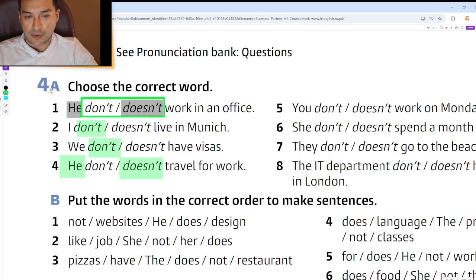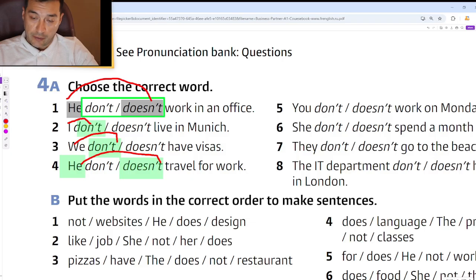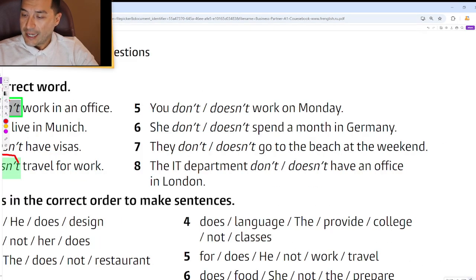Okay, let's practice. Repeat. He doesn't work in an office. I don't live in Munich. We don't have visas. He doesn't travel for work. Let's go to the next one, number 5.